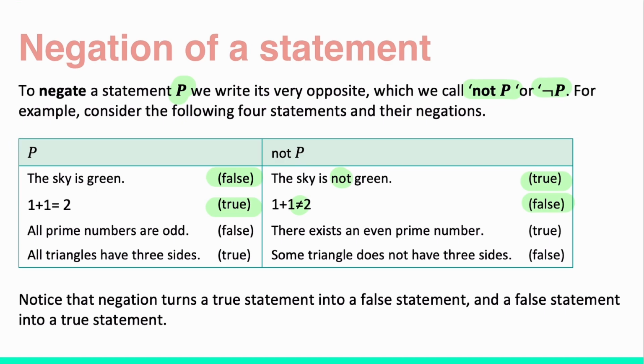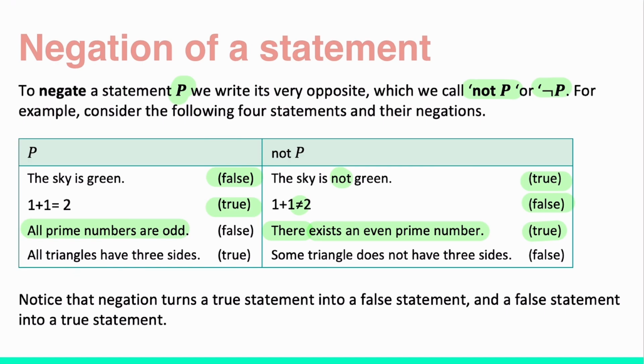There are different ways to be able to negate as well. So all prime numbers are odd. Instead of saying all prime numbers are not odd, we can also say there exists an even prime number. This is also an opposite statement. So if we're making a generalized statement about everything, we can say that no, instead of everything being odd, there is some number that exists that is prime and even.